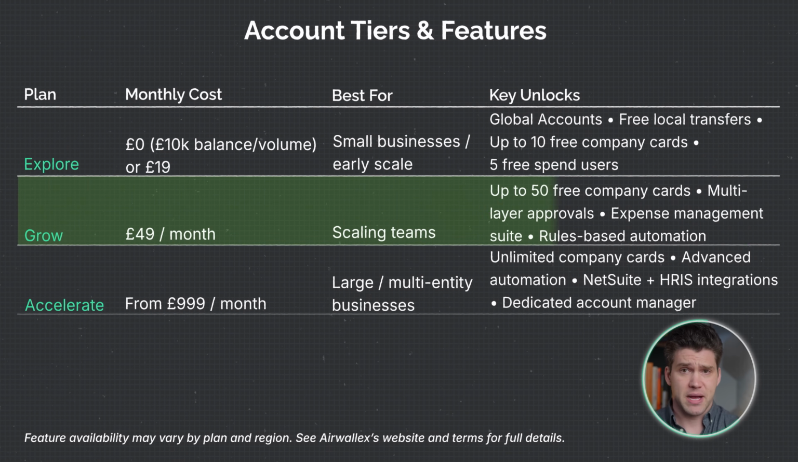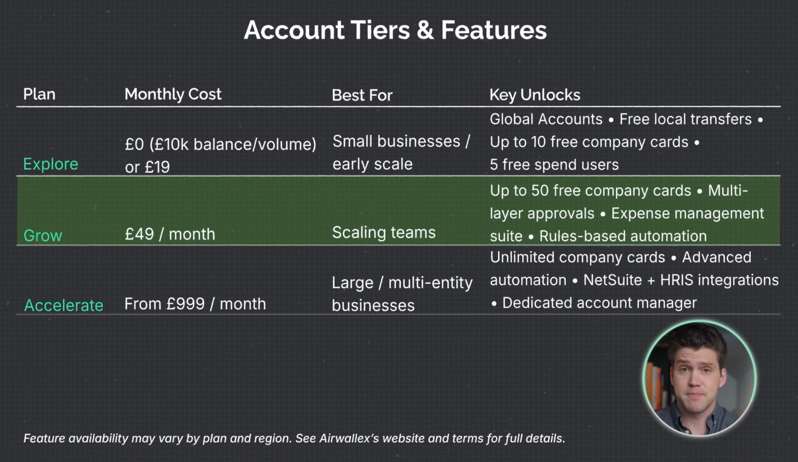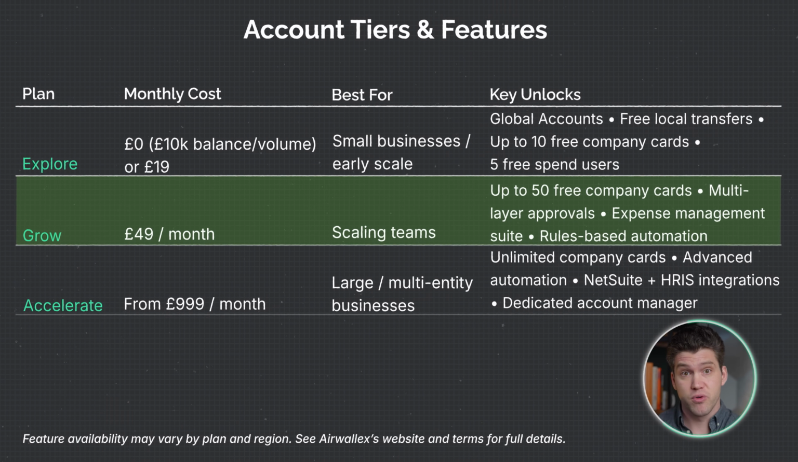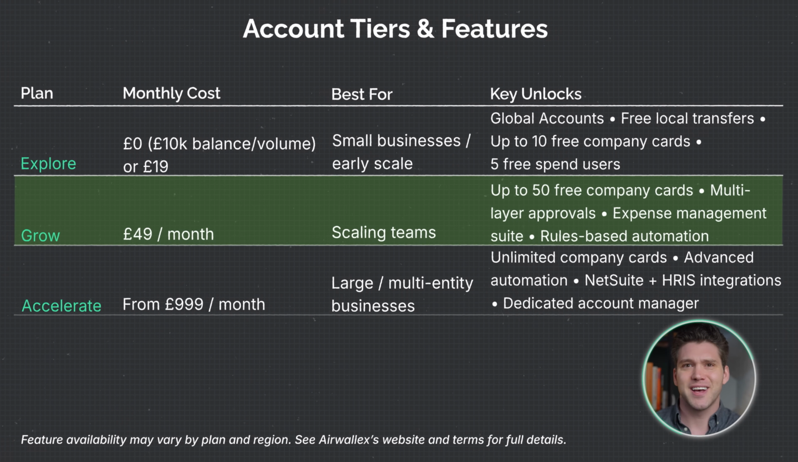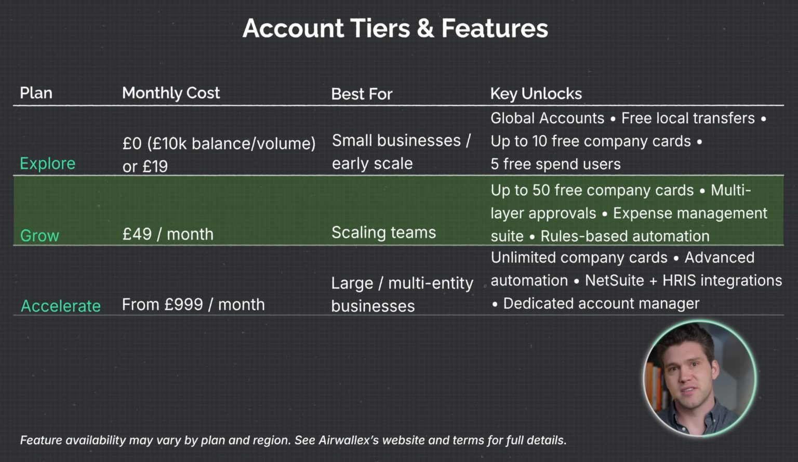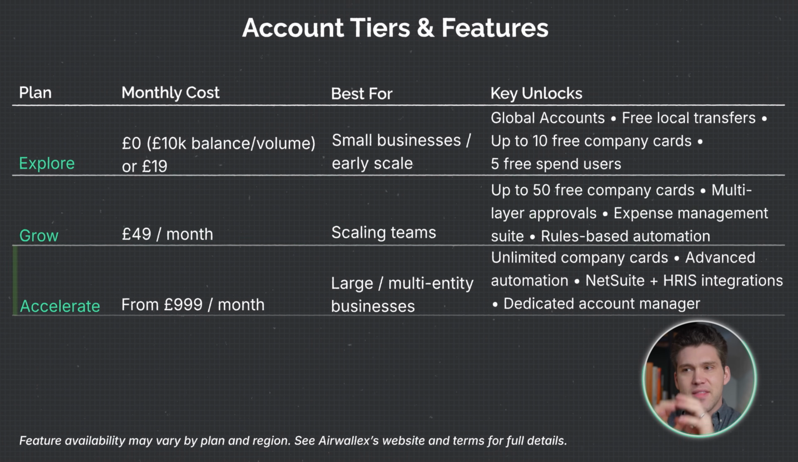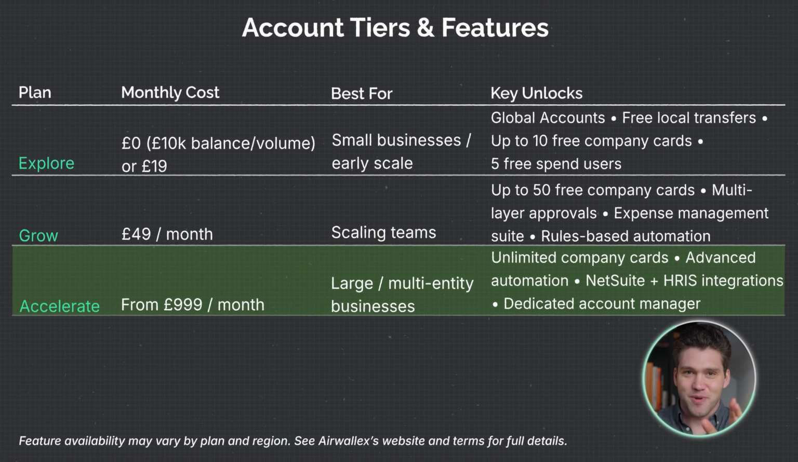Grow is £49 a month, and this is where it really starts to open up. You get the full expense management suite, receipt capture, reimbursements, and proper approval rules for your team's spending. And I'll show you what that looks like shortly in the dashboard. You also get up to 50 company cards, which should be enough for a decent sized team. And if you've actually been using a separate expense tool like Expensify, I really think this tier could actually replace it entirely. And then there's Accelerate, which is enterprise pricing at around £999 a month.